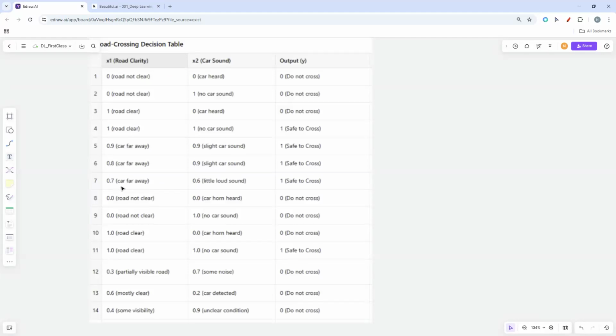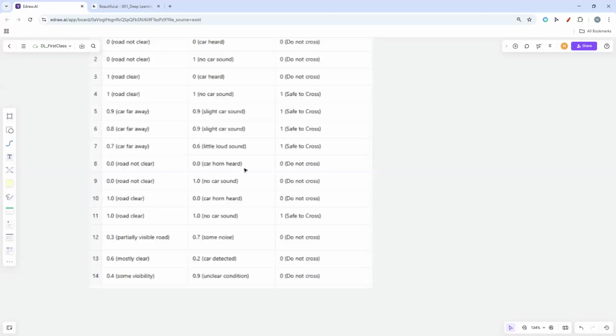Like some 0.7, that the car is a little bit far away, which is 0.7, and x2 is 0.6, which means a little loud sound. Okay, and 1. So the road is not clear, and a car horn is heard.